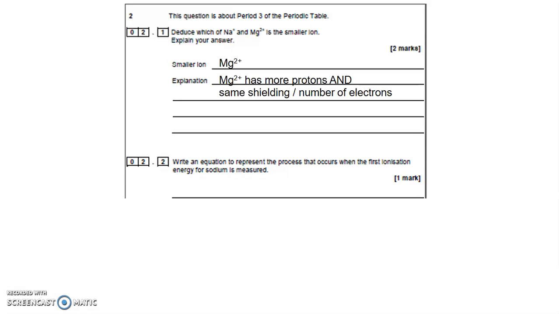Write an equation to represent the process that occurs when the first ionization energy for sodium is measured. Remember, for ionization energies, the atoms are gases, so Na is a gas. First ionization energy is the first electron removed, so it hasn't got any electrons removed here. It becomes Na+, because it's had 1 electron removed, still a gas, and the electron is shown as being removed as an e-.